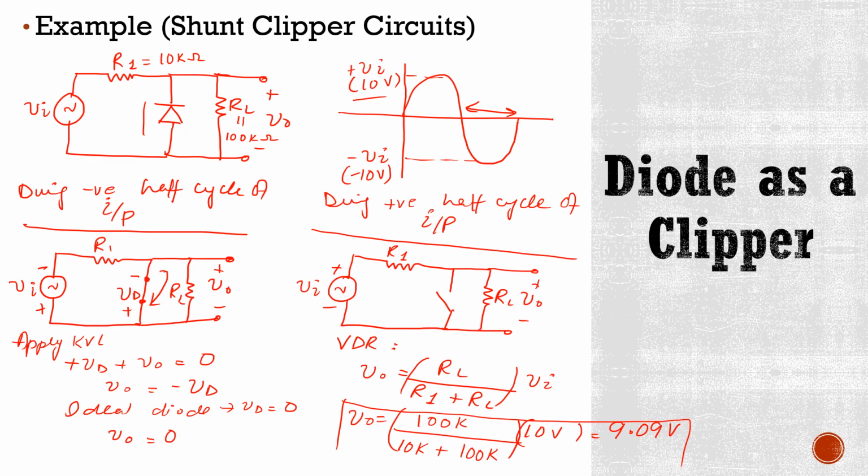Okay, so what would be your output waveform here? Output waveform will look like this. We know that during positive half cycle, output voltage is 9.09 volts. So this is your output voltage, and it is 9.09 volts. Okay, and during negative half cycle, output voltage is 0. Okay, so this is your output waveform, and as you can see here, this negative half cycle is clipped and only positive half cycle of the input signal is allowed.